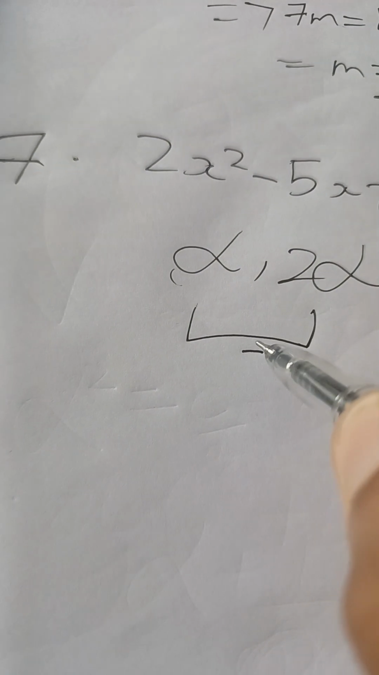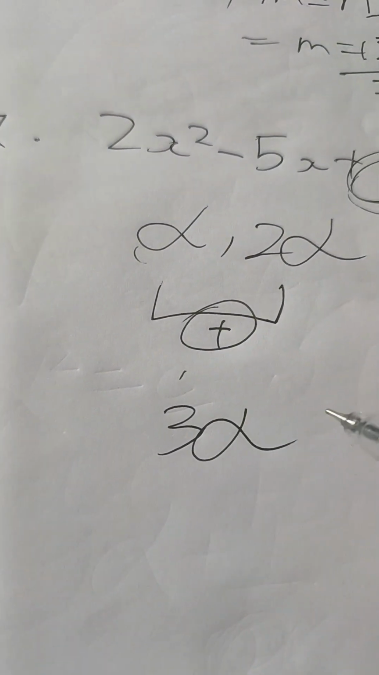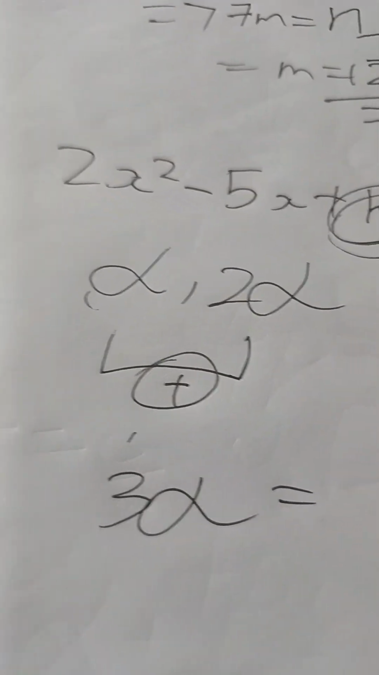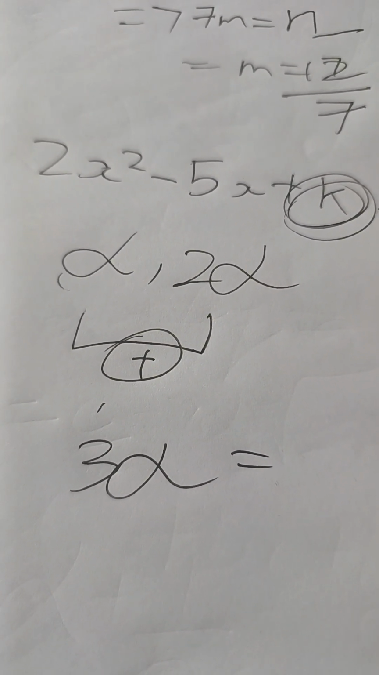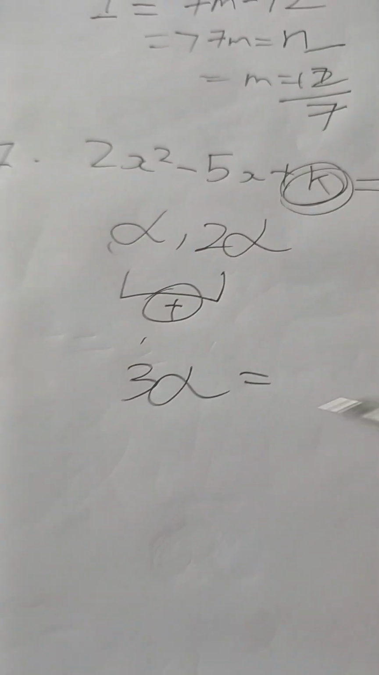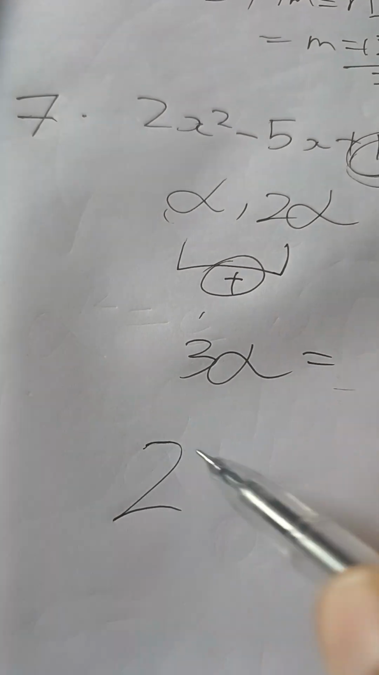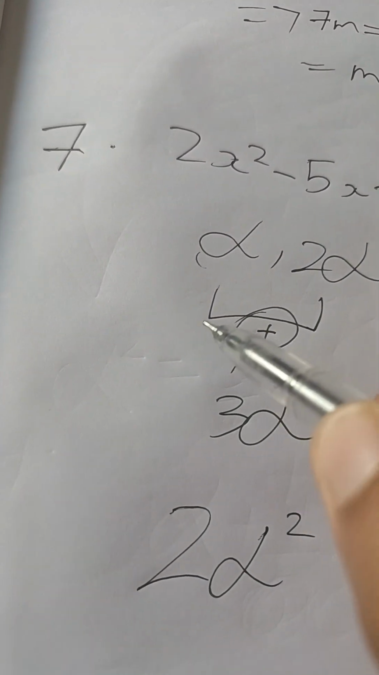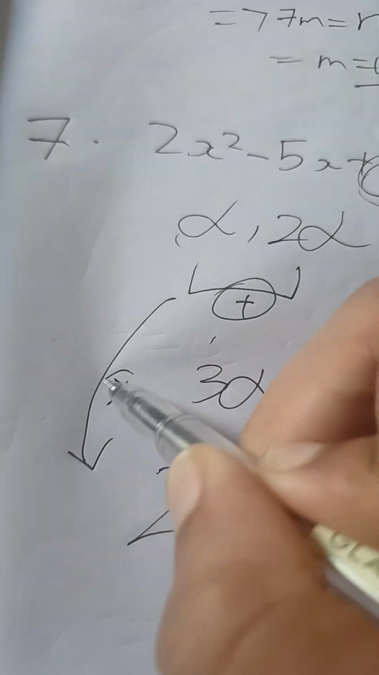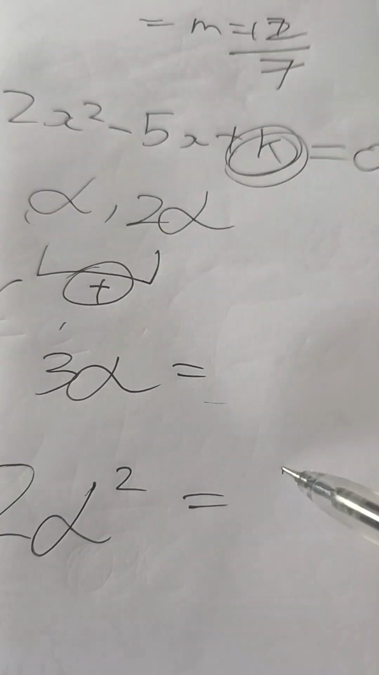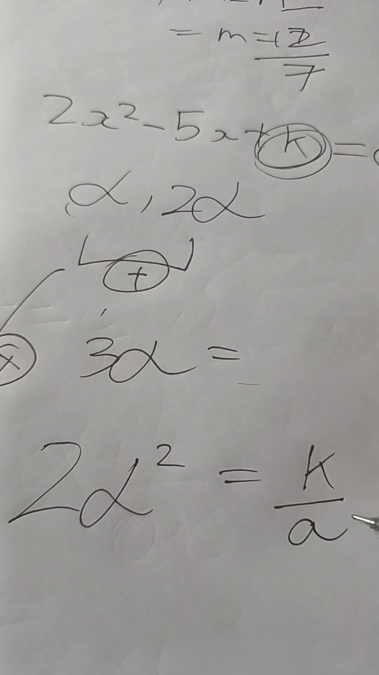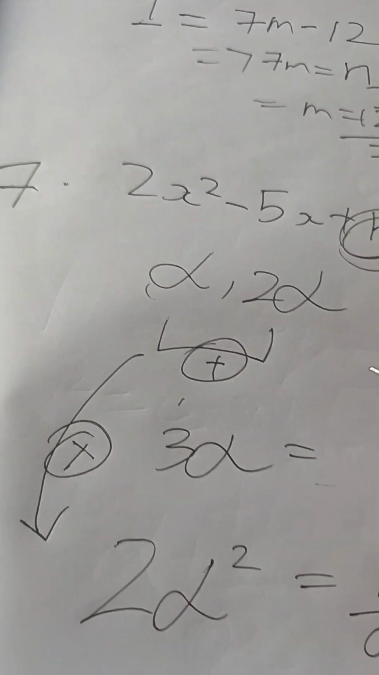So number 7 says, if one root of this is double the other one, then find the k value. If that is the equation and the roots are alpha and 2 alpha, then what if we just add these together? That will be 3 alpha. Case c, this won't be that useful. But what about 2 alpha square, because we're multiplying these now? That will be k by a.